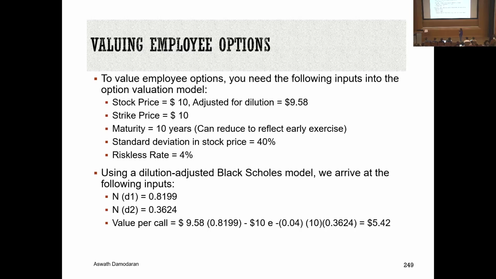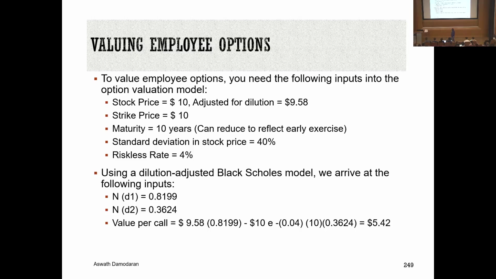Second, if I wanted to, can I replace the maturity of 10 years with a shorter maturity? Absolutely. I can argue that because these are employee options, even though there's 10 years left, people are often going to exercise in 4, 5, 6 years. I can use a shorter maturity. With those 2 fixes, Black-Scholes models work surprisingly well at valuing management options.